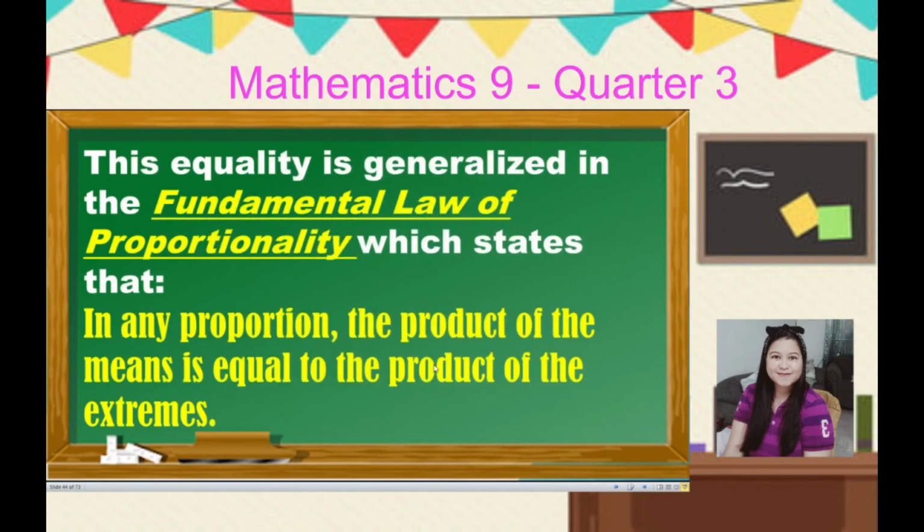So, therefore, this is generalized as the fundamental law of proportionality. Ano yung nasa fundamental law of proportionality? It states that in any proportion, the product of the means is equal to the product of the extremes. So, yun pala yung fundamental law of proportionality, wherein in any proportion, when we multiply the means, it is equal to the product of the extremes. The product of the means is equal to the product of the extremes.